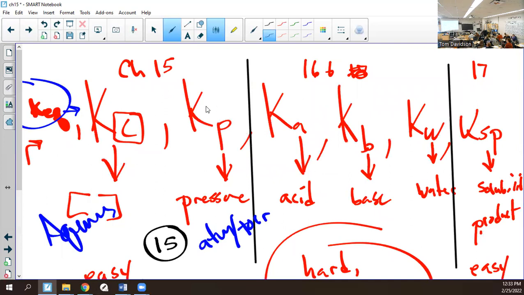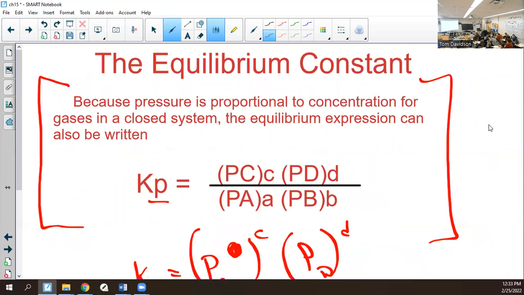So there's your chapter breakdown. Kc, Kp, Ka, Kb, Kw, Ksp. No, I already feel a little confused. So it's all right. I'll bring you back.